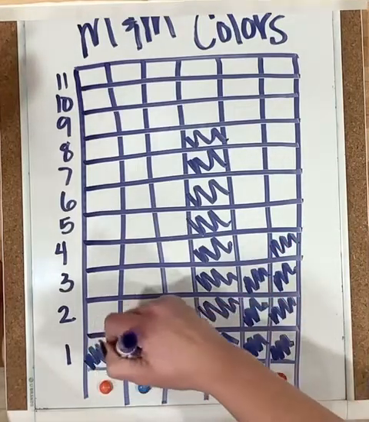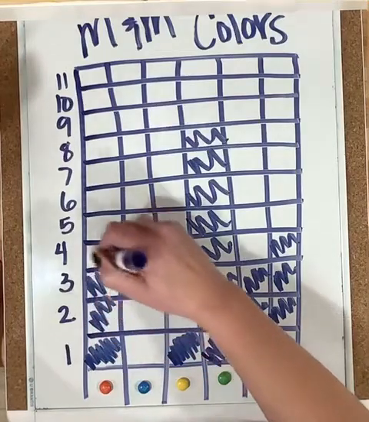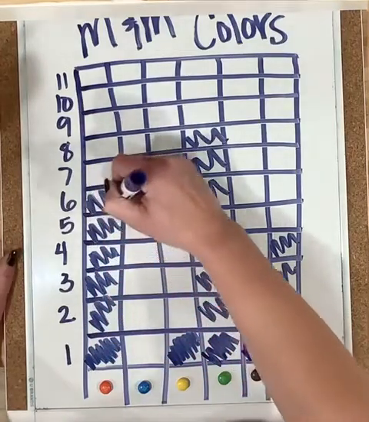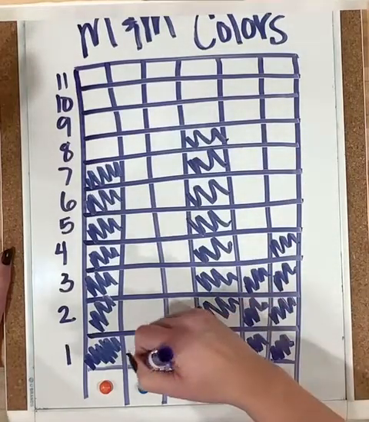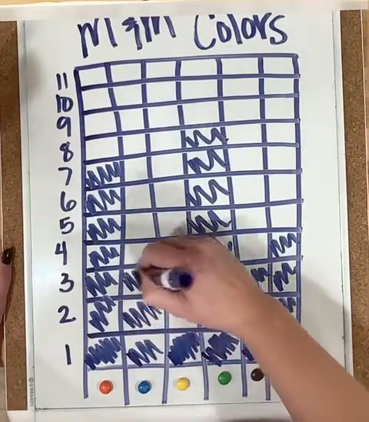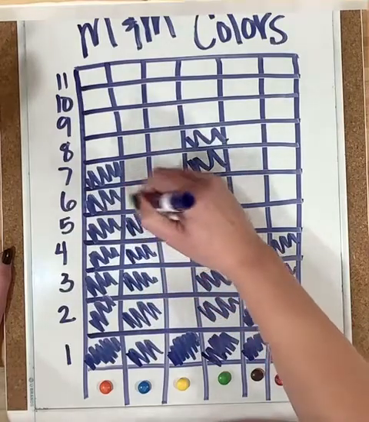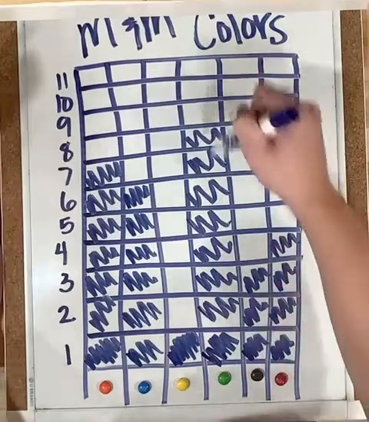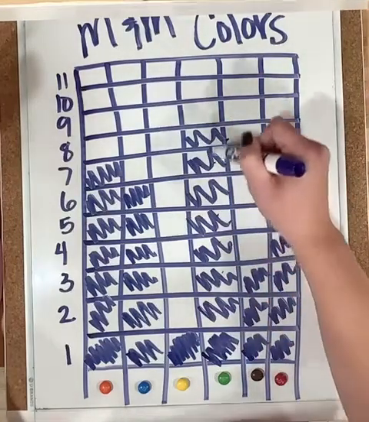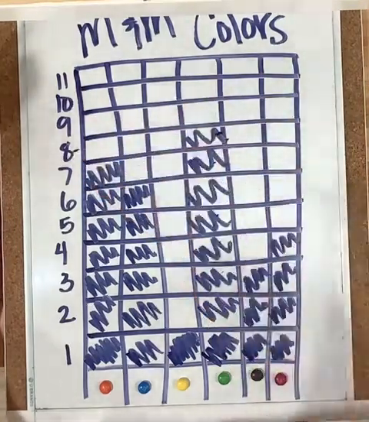We have 7 orange ones. 3, 4, 5, 6, 7. And we have 6 blue ones. 1, 2, 3, 4, 5, 6. Look it. I said I had 8 green ones, so I filled in 1, 2, 3, 4, 5, 6, 7, 8. And that 8 equals that 8.